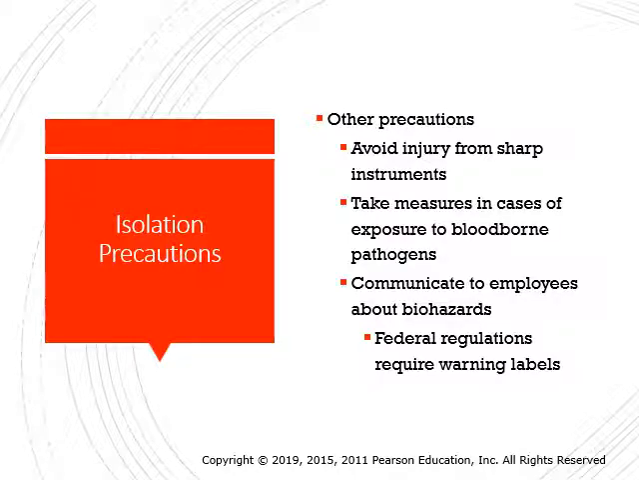Communicate to employees about biohazards. So there are those types of things for chemotherapeutic agents, for radiation, and also about different chemicals in use in the facility. Federal regulations require warning labels on chemicals that are used for cleaning or whatever the chemical happens to be. Make sure that you know what the MSDS is, the material safety data sheet, and it talks about the hazards of specific chemicals and then how to treat exposure to those chemicals.